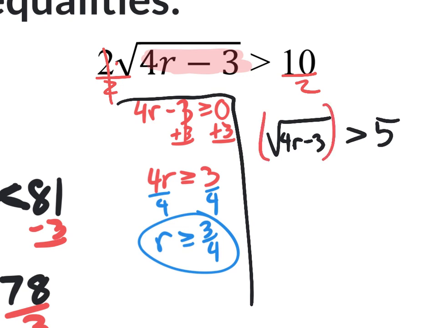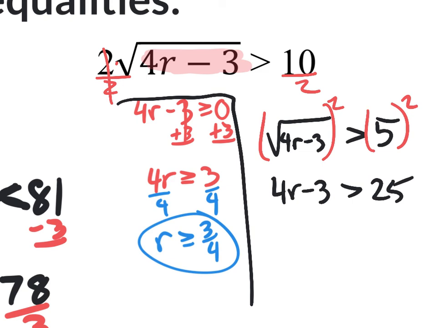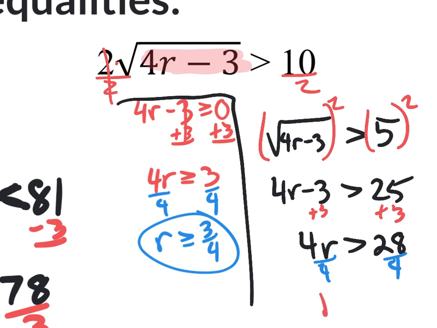So now we're going to square both sides to get rid of the square root. We will end up with 4r minus 3 is greater than 25. Add 3 to both sides. We end up with 4r is greater than 28. Divide by 4. We get the final answer, r is greater than 7.